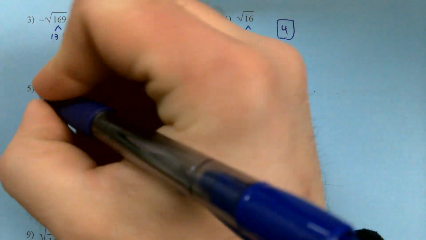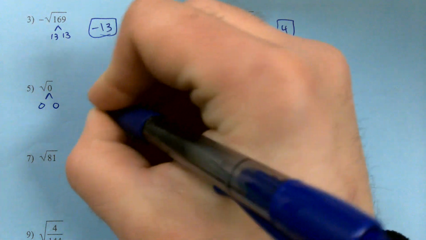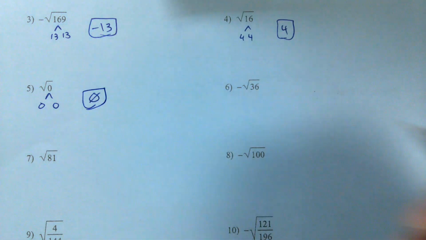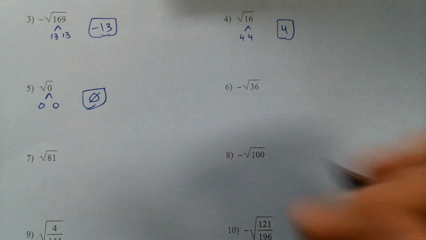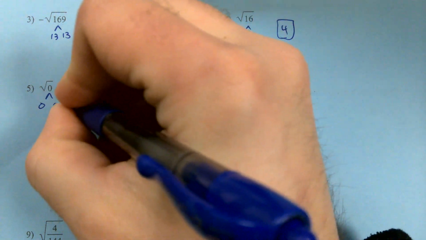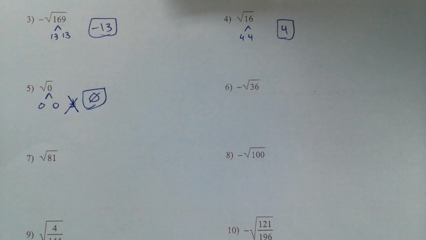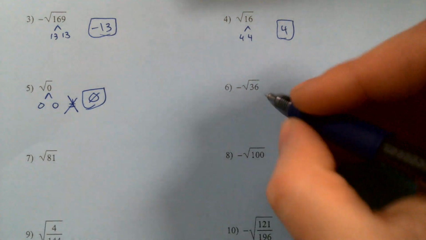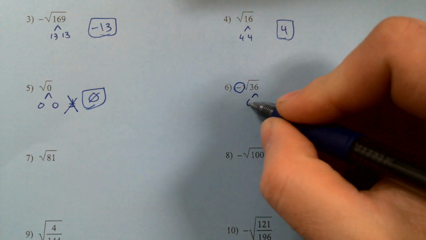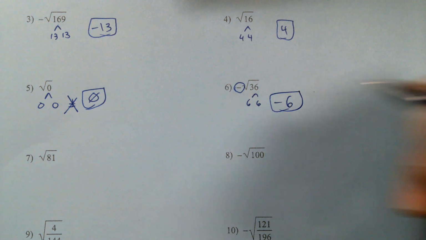The only two numbers that multiply to get 0, well, that are the same number, are 0 and 0. So the square root of 0 is just 0. Now we don't need to put a plus or minus in front because 0 can't be negative. Or positive, really, for that matter. It's kind of just right there in the middle. Number 6, we got a negative in front, so our answer is going to be negative 6.